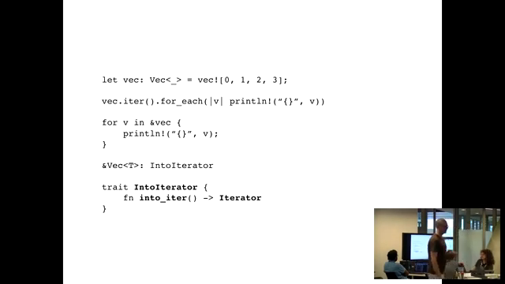And what does IntoIterator do? IntoIterator has a single function which just turns the receiver. I forgot the self bit. Sorry, that should be into_iter of self. So it turns that receiver into an iterator.